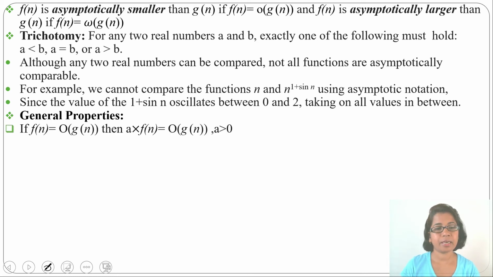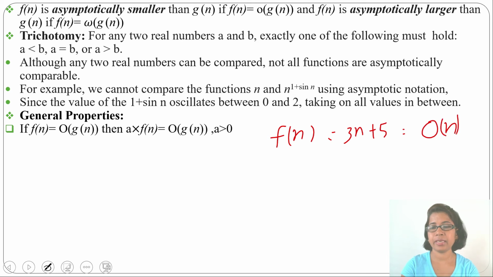Let's discuss some general properties. If F(n) equals big O of G(n), then A multiplied by F(n) equals big O of G(n) for A greater than 0. Let's take a function F(n) equals 3n plus 5, which we can write as order of n. So let n equal G(n). If we multiply 2 with this, means 2 multiplied by (3n plus 5), after simplification it will be 6n plus 10. That also we can write as O of n.